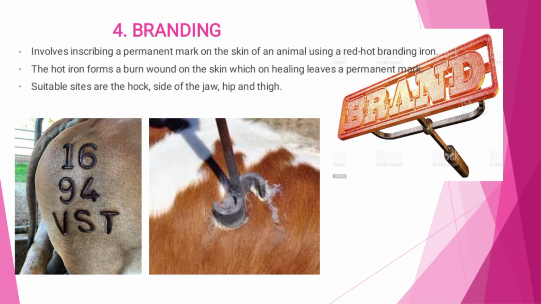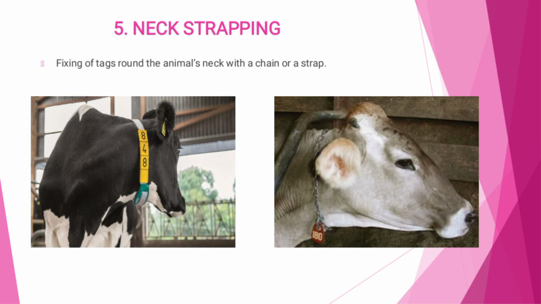So we continue to our next, which is the last one, which is neck strapping. Neck strapping involves fixing of tags around the animal's neck with a chain or a strap. The first cow, as you can see in that picture, has a strap with numbers for identification. The second picture shows a cow with a chain, and also as you can see it has a number which has an identifier.